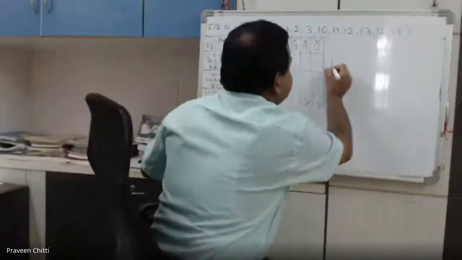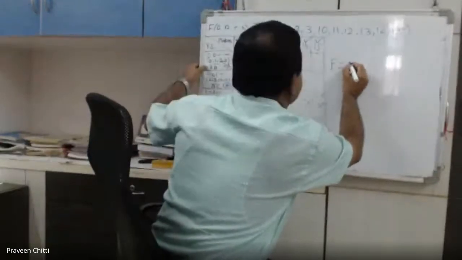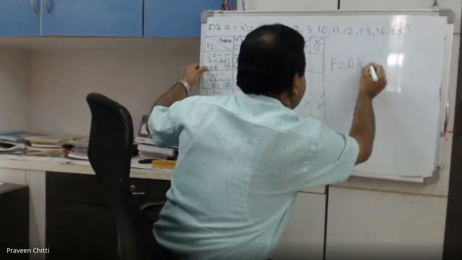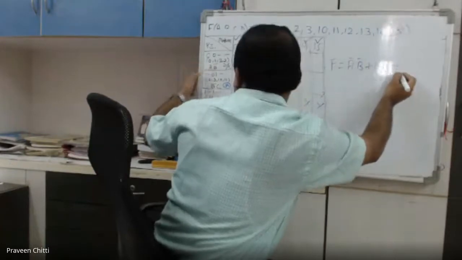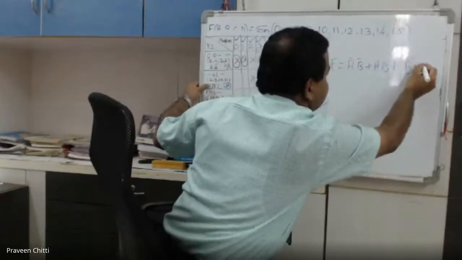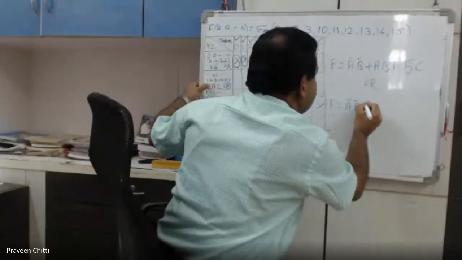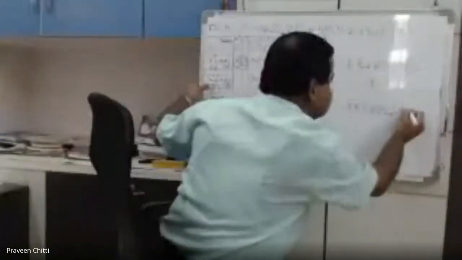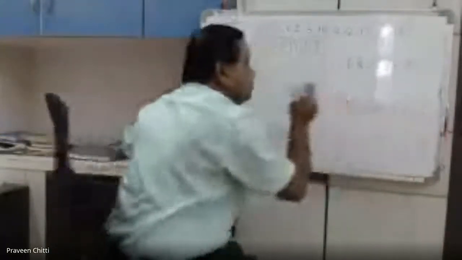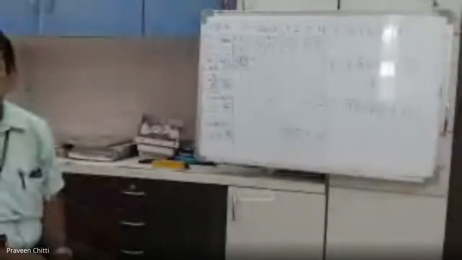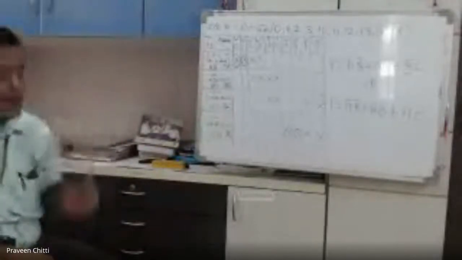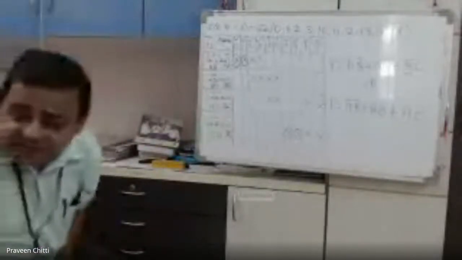Hence, I can write the answer F, as these two are fixed, A bar B bar plus AB plus what? I can go for B bar C, or I can write F equal to A bar B bar plus AB plus AC. So there are two answers. If you add this prime implicant, you will get the first answer. And if you add this prime implicant, you will get the second answer. So for this particular example, we have got two different answers. I hope it is clear.